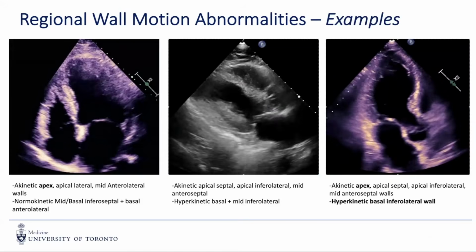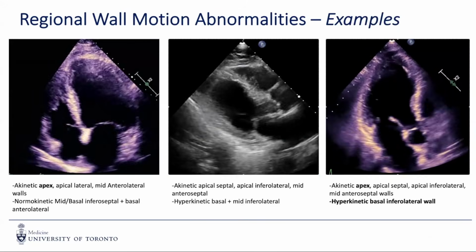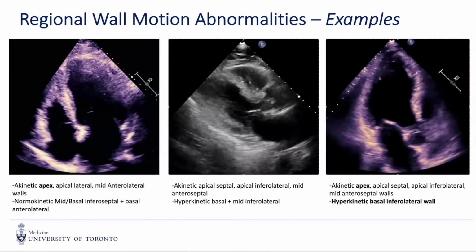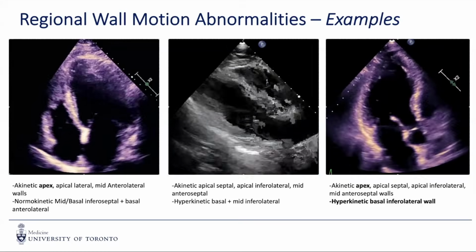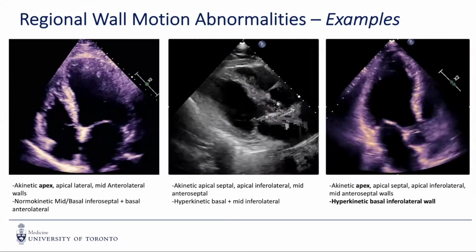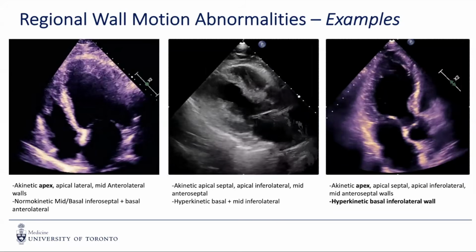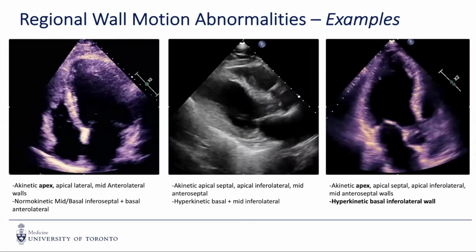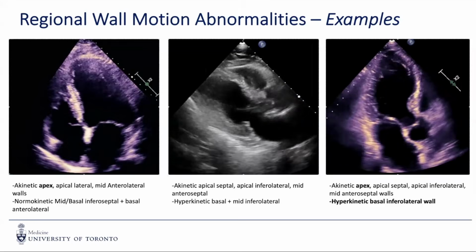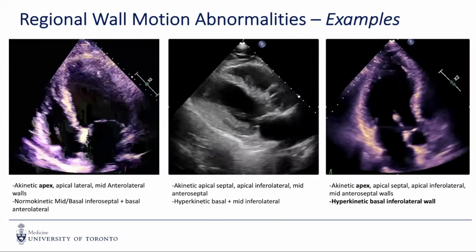We have some examples here. So you'll see on the first picture on the left, you can really appreciate how the apex and the anterolateral walls are almost completely akinetic. On the other hand, the inferoseptal and basal anterolateral wall seems to be quite normokinetic. And in the middle picture, you'll see, once again, the anteroseptal wall seems to be akinetic, whereas the inferolateral wall is actually hyperkinetic. And the same thing can also be appreciated in the 3-chamber view on the right, where there's hyperkinetic basal inferolateral wall. And this finding is actually quite common. When you have one territory that's involved, you'll often see that the uninvolved territory seems to be hyperdynamic in a way to make up for the wall motion abnormalities in the affected segments.